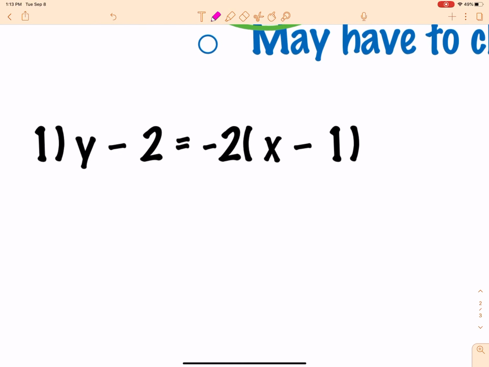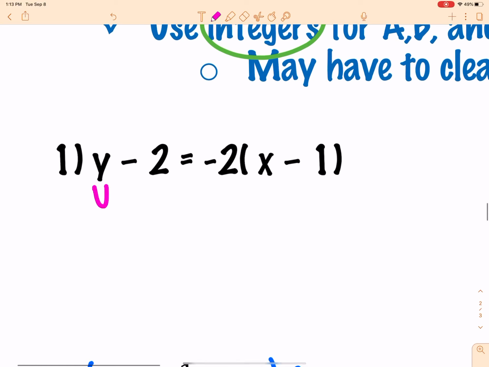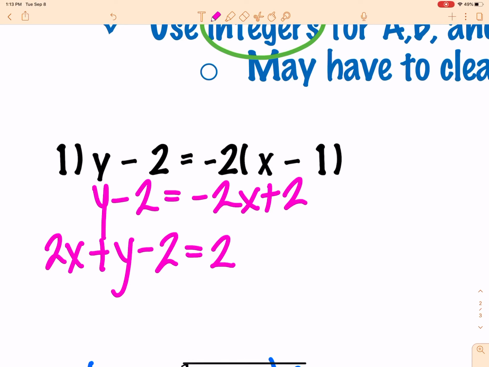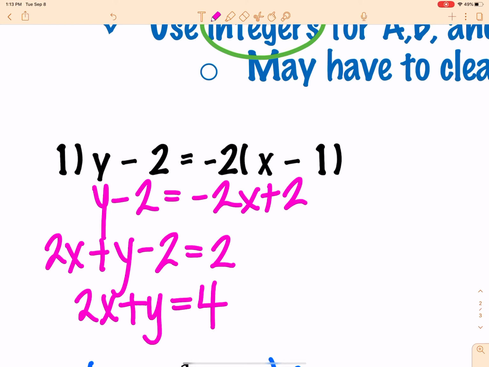Okay, so number 1, all we have to do is distribute first. And then all we have to do is bring the x over. I'll go slower. -2 equals 2. And then we have to bring the constants all to one side. So 2x plus y equals 4. Again, as long as it has x's and y's on one side and a constant on the other side, your answer is completed. So here's your new equation.